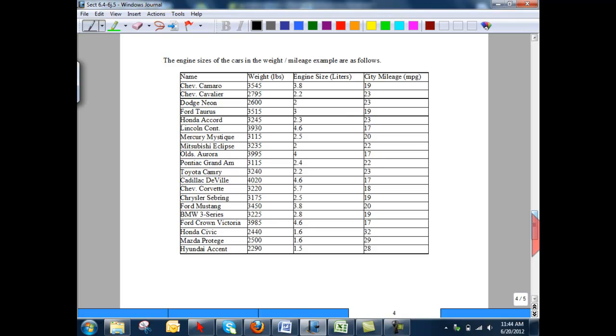So the thought comes to mind now, I know the weight of a car and I know its engine size. Can I predict its mileage? Well, sure, if I can predict the mileage using weight. If I have both of these, surely I can predict its mileage. And maybe I can do a better job of predicting its mileage if I have more information about the car to use.